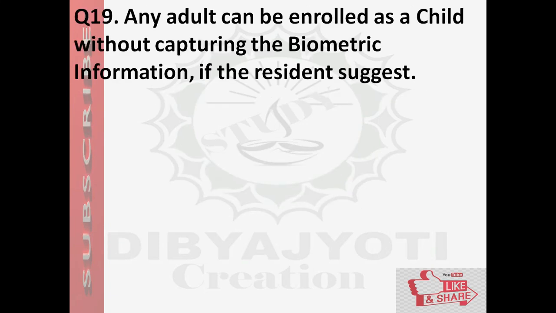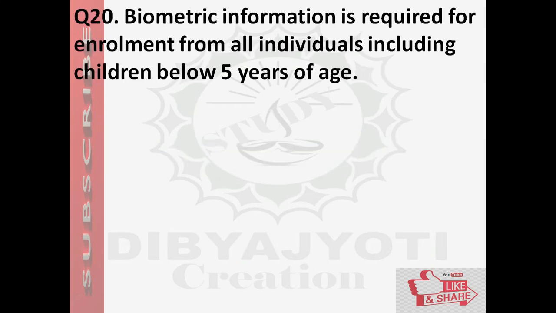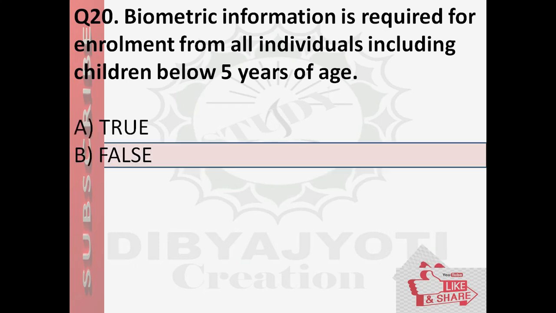Question number 19. Any adult can be enrolled as a child without capturing the biometric information if the resident suggested. Options are option A true, option B false. And answer is option B false. Next, question number 20. Biometric information is required for enrollment from all individuals including children below 5 years of age. Option A true, option B false. And answer is option B false.